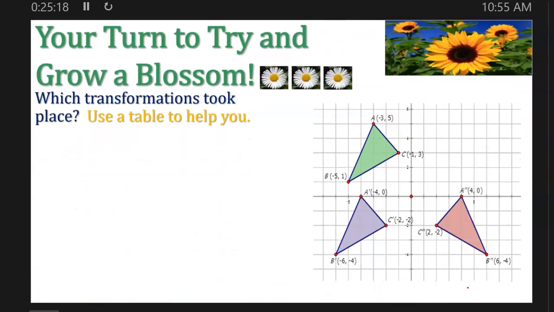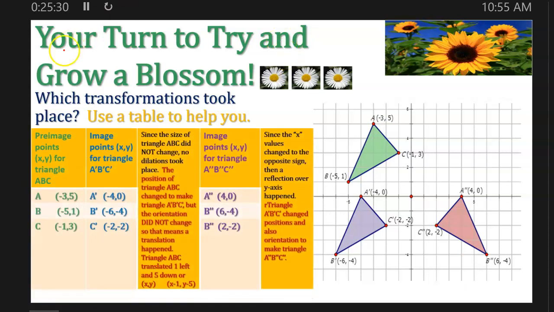Okay, let's try a third blossom. Which transformations took place here with these triangles? So go ahead and pause. I'll count to 3. 1, 2, 3. All right, so here's a table with our green triangle points, -3, 5, -5, 1, and -1, 3.